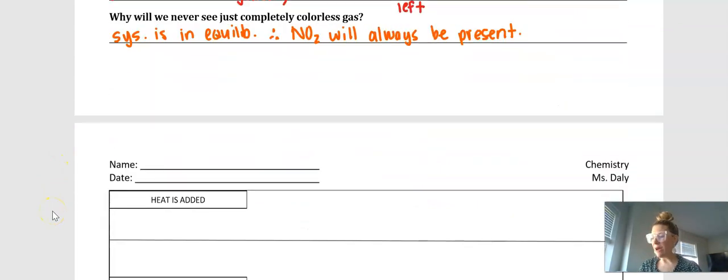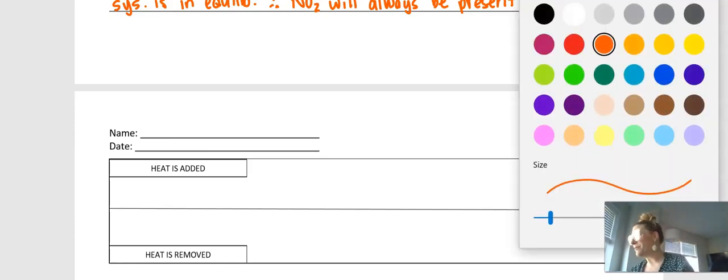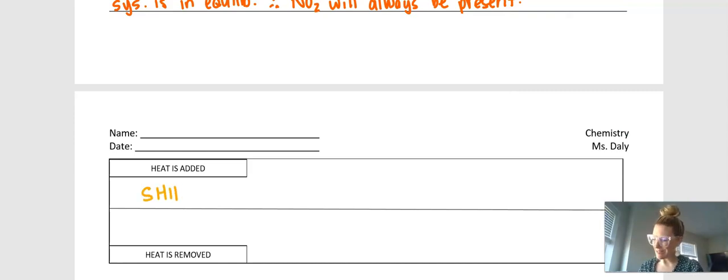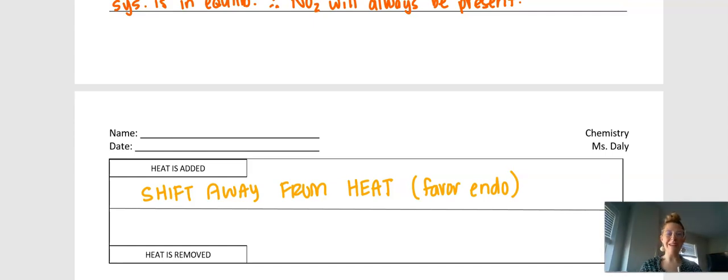So now that we know about the heat shifts, what general rules can we make here? When we add heat, our general rule is that we are going to shift away from that heat. And if this is the case, this means that this is favoring the endothermic reaction. If I add heat, our endothermic reaction is going to be going faster, right? If I add heat, that heat's going to get used up.